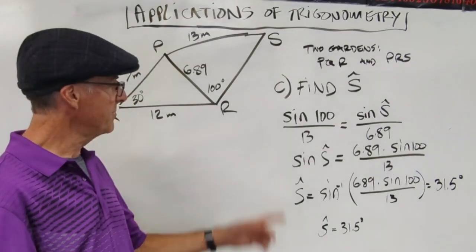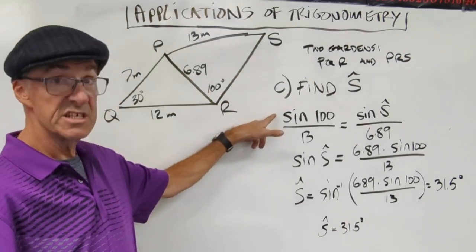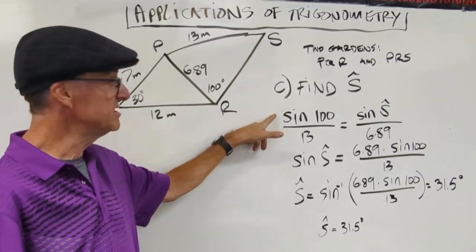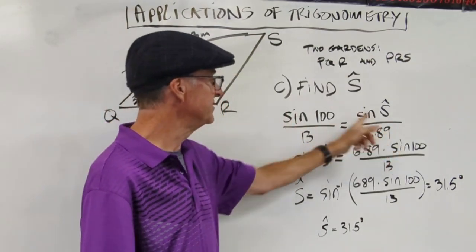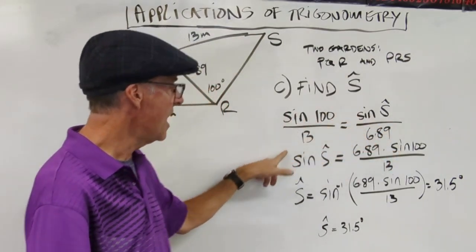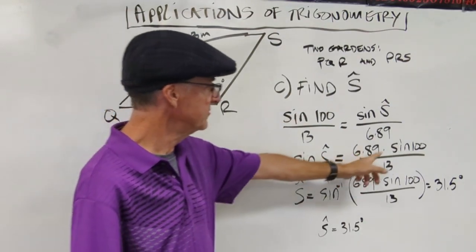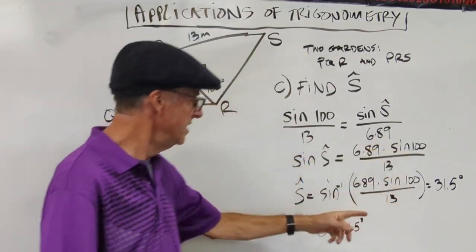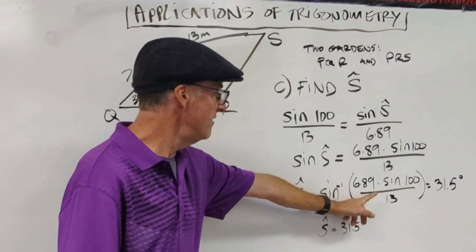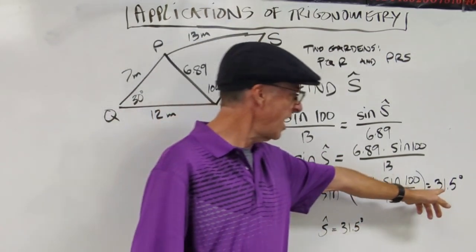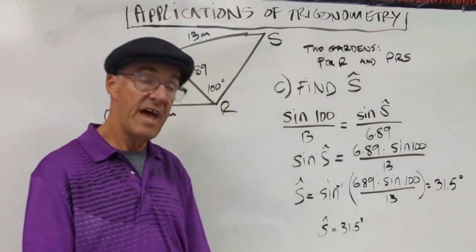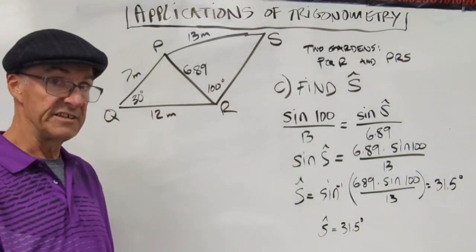All right, so here's my plug-in step. I put my angle on top of the fraction because that's what I want to isolate. It makes the second step a whole lot easier because all I had to do is move my 6.89 to the top. So I have sine S equals 6.89 times sine 100 over 13. I take the inverse sine of that calculation, and that gives me angle S. I got 31.5. So that's my measurement for angle S.